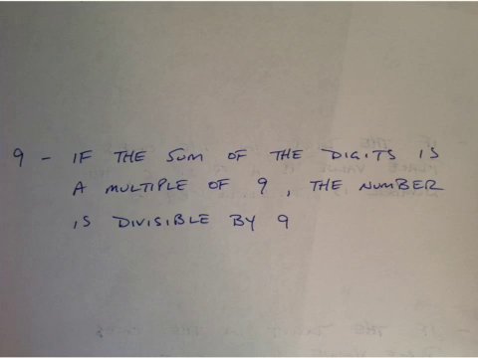The divisibility rule for 9 is similar to the divisibility rule of 3, except this time it has to be a multiple of 9. So it states if the sum of the digits is a multiple of 9, the number is divisible by 9. So we do the exact same thing that we would do with the divisibility rule for 3. We're going to be adding the digits together.